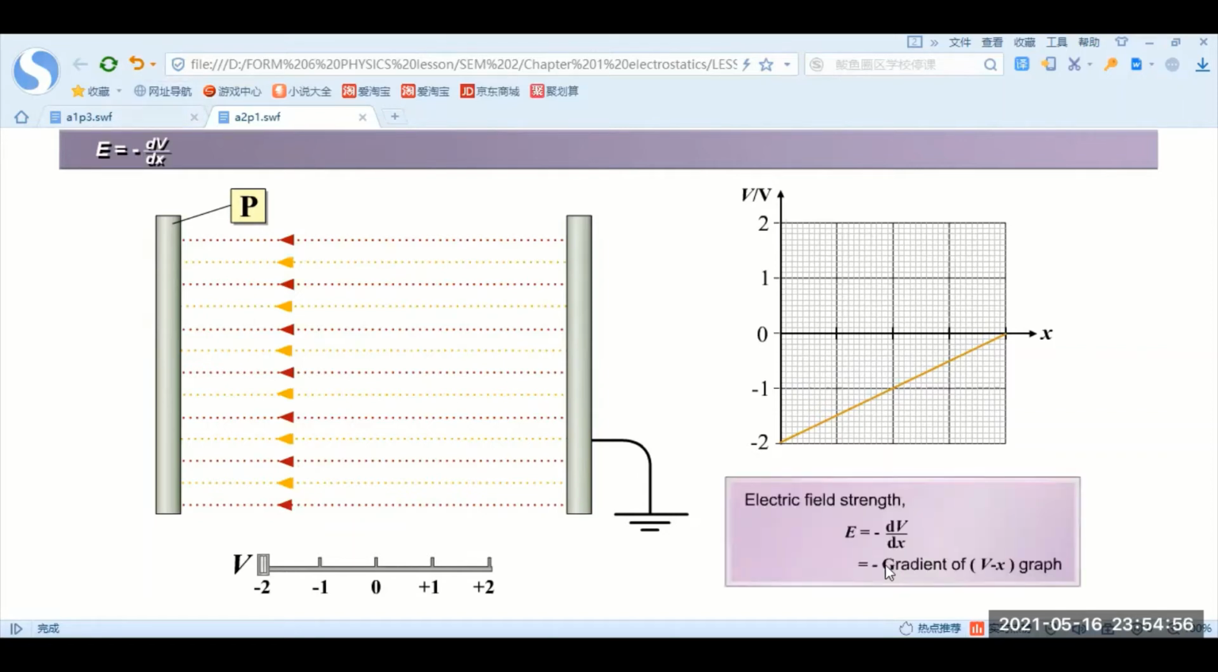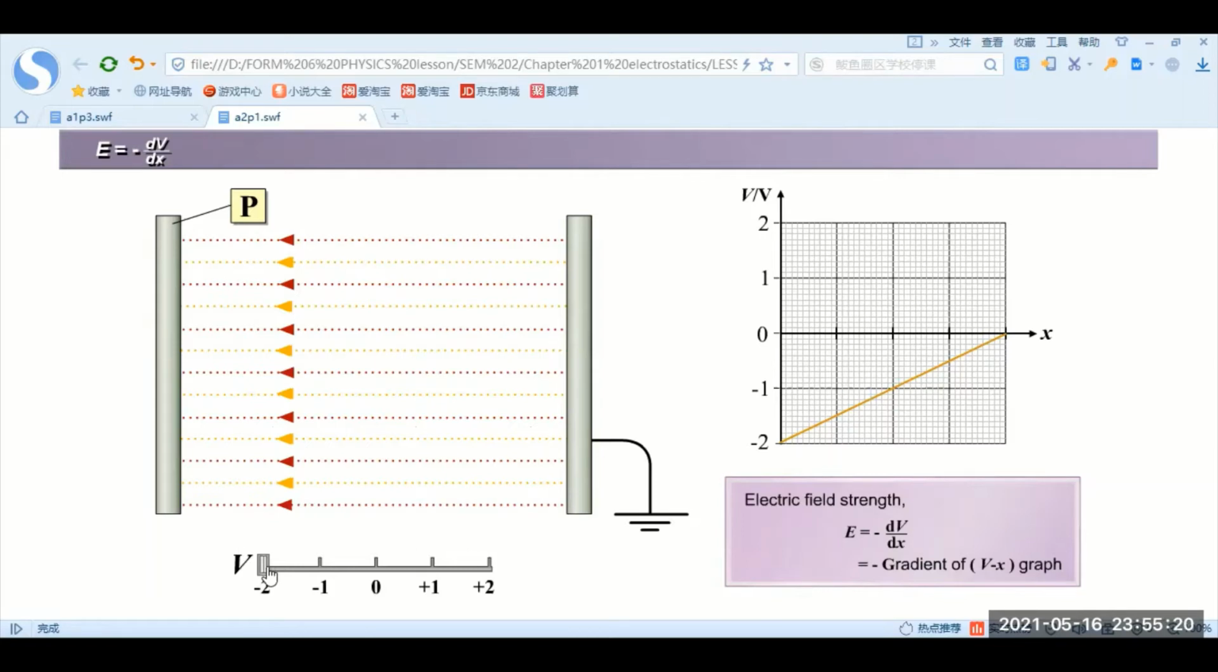And what is the relationship? The electric field strength E is equal to negative dV over dx, where dV over dx is the gradient of the V-x graph. This one is negative although it is positive, right? Positive becomes negative. So the electric field is in the opposite direction.